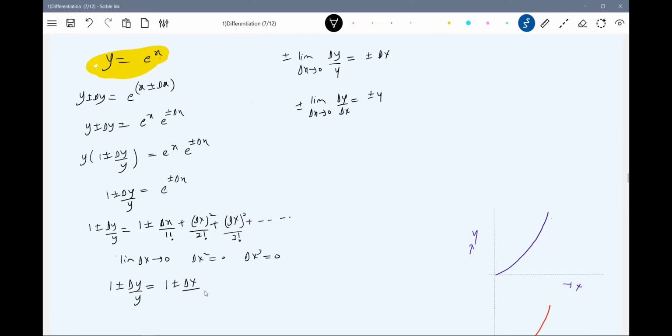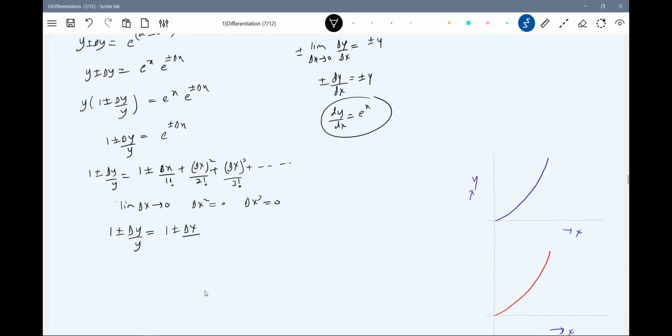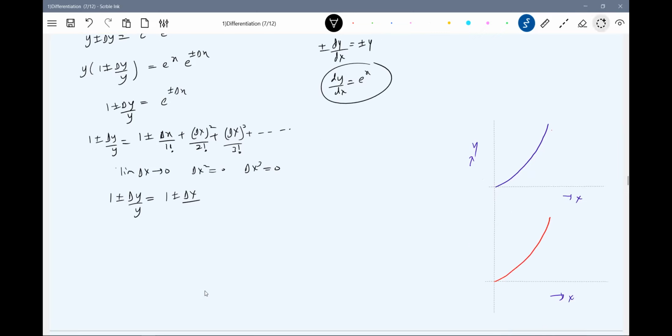So limit delta x tends to 0, delta y by delta x, this will become dy by dx. So dy by dx is equal to, what is y equal to? e to power of x. You can ask a question like: if you differentiate again, you get the same function. What does it signify? What is the meaning of this?